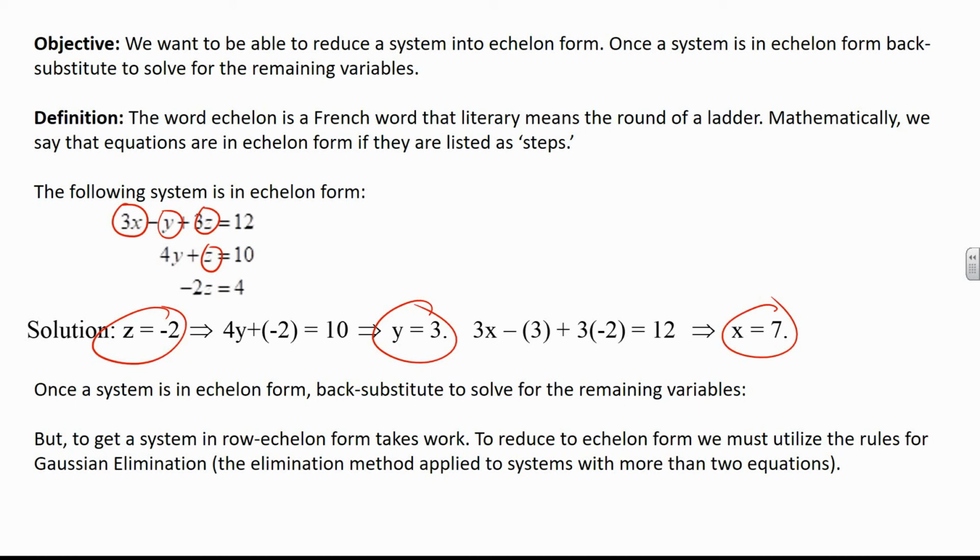Now, it's almost like giving a sermon, where that sounds easy enough, but putting it into practice is the challenge. So let me give you the steps that I use to do this. Again, we call this row echelon form. To reduce to echelon form, we must utilize the rules for Gaussian elimination, that is the elimination method applied to systems with more than two equations.